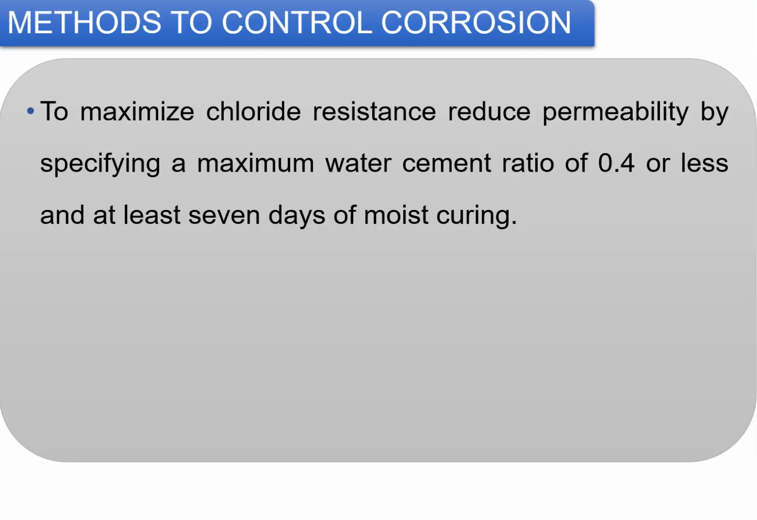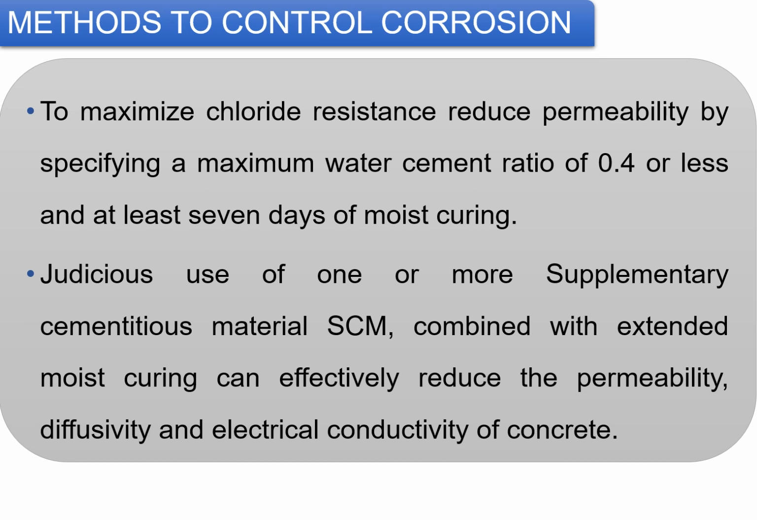So, methods to control the corrosion. To maximize chloride resistance, reduce the permeability by specifying a maximum water cement ratio of 0.4 or less, and at least 7 days of moist curing. Judicious use of one or more supplementary cementitious materials, commonly known as SCM, combined with extended moist curing can effectively reduce the permeability, diffusivity, and electrical conductivity of concrete.